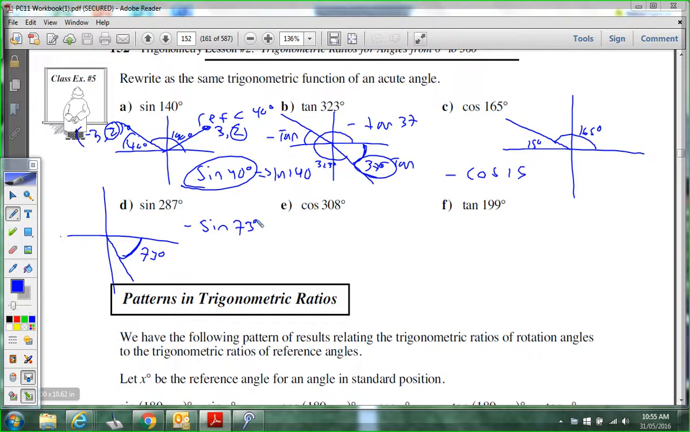Cos of 308. 308's right here. Again, we're in quadrant 4, but this is the C quadrant, so it's positive there. Okay, so we're good with that. Let's figure out what this reference angle is. That reference angle would be 52 degrees. So we just want simply cos of 52. We don't have to put a negative because it's in the positive section.